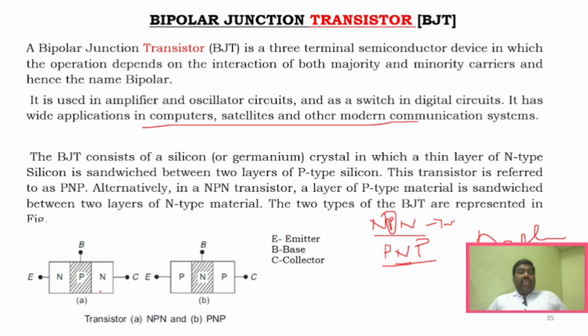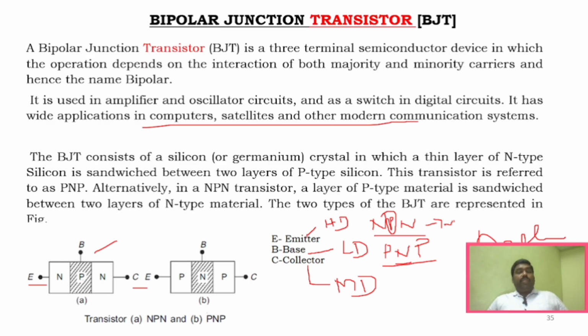And if you take any NPN or PNP transistor, you can see you have three different terminals. One is emitter, base, and collector. Emitter, base, and collector. And by construction, the doping levels of these three terminals are different, right? That is, emitter is highly doped and base is lightly doped, whereas collector is moderately doped. So emitter is heavily doped, base is lightly doped, and collector is moderately doped, right?